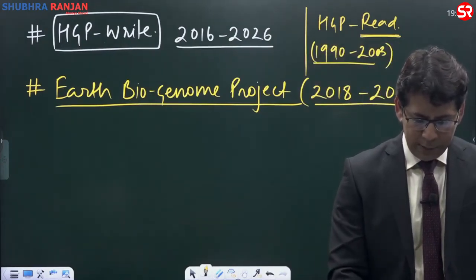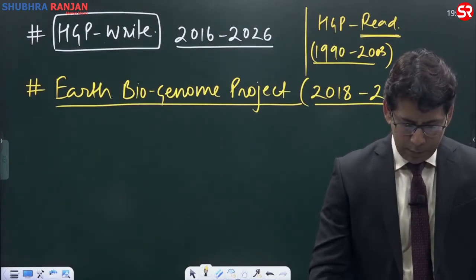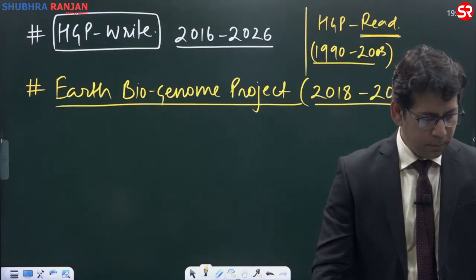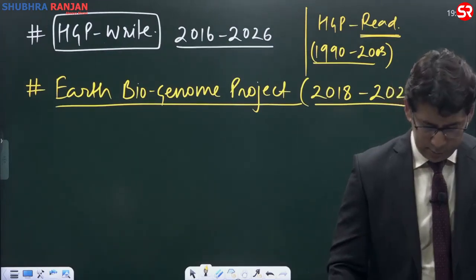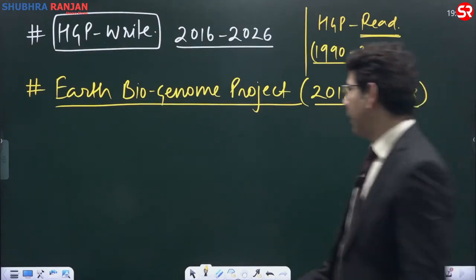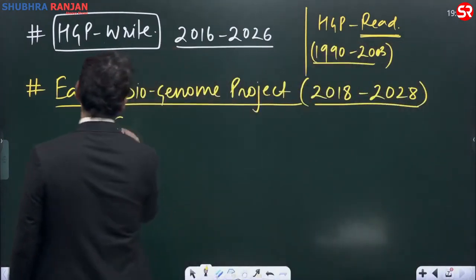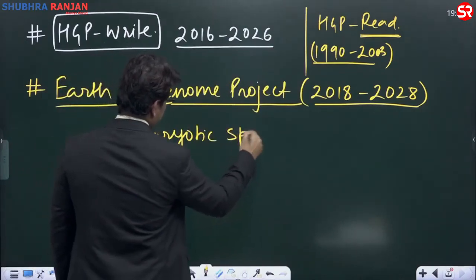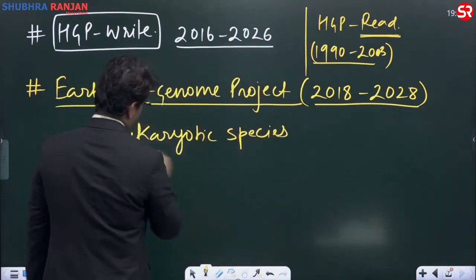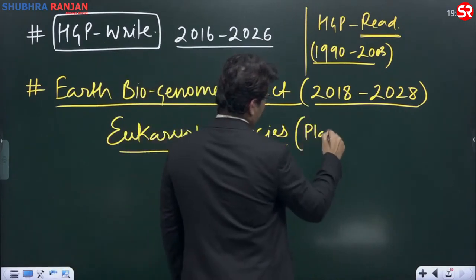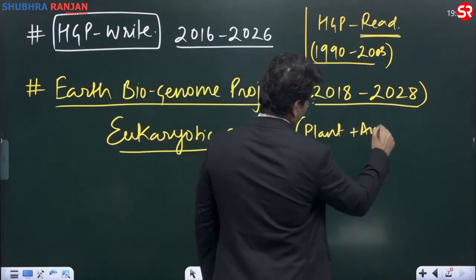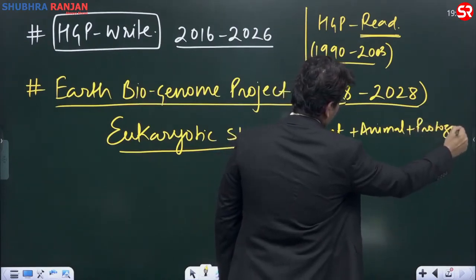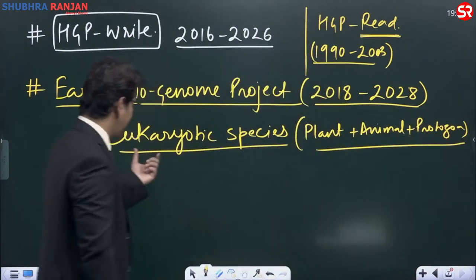In this global effort, 15 lakh eukaryotic species: plant, animal and protozoa. You know that eukaryotic word?